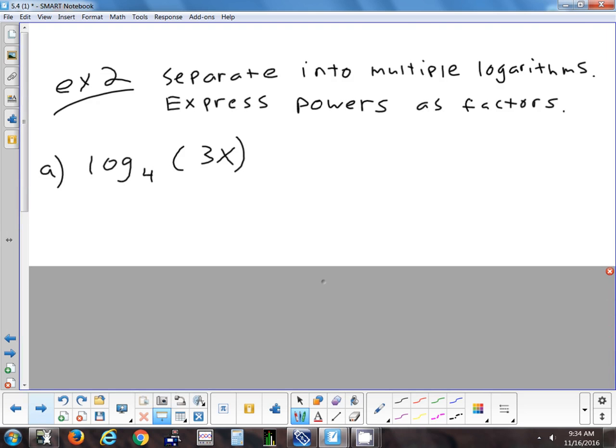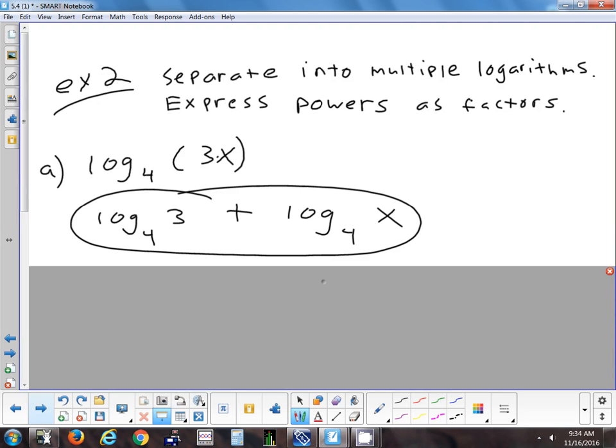All right, so look at that argument and decide whether that's going to split as a sum or difference. Yep, it's going to be a sum because these are multiplied. So you're going to have log base 4 on each, and then 3 and x. They get a little more complicated, but that's just using rule 1. Any questions on that?